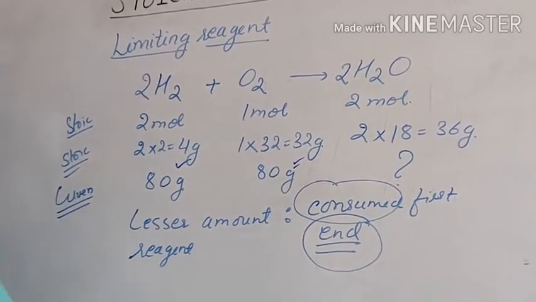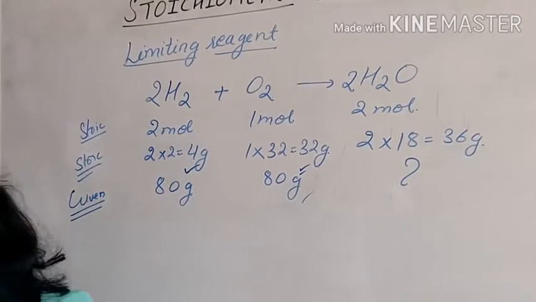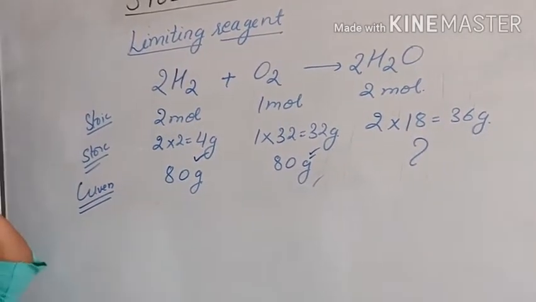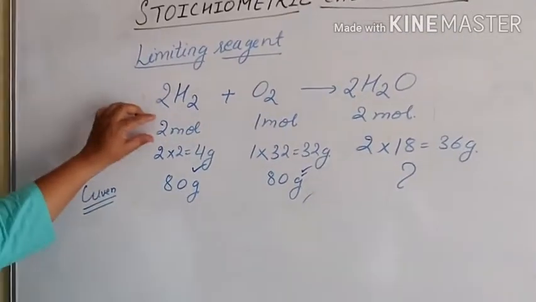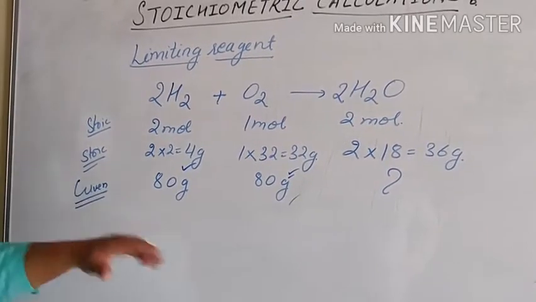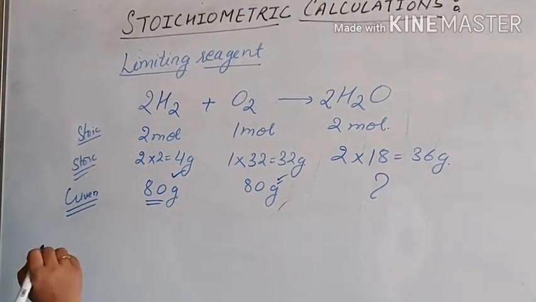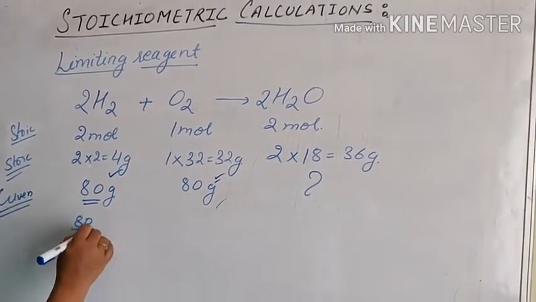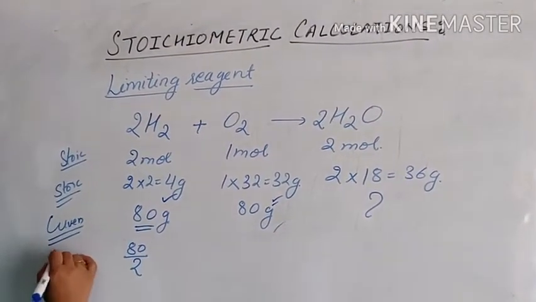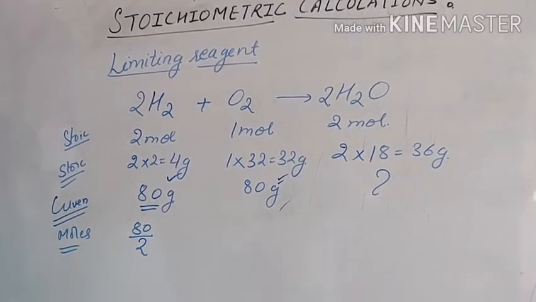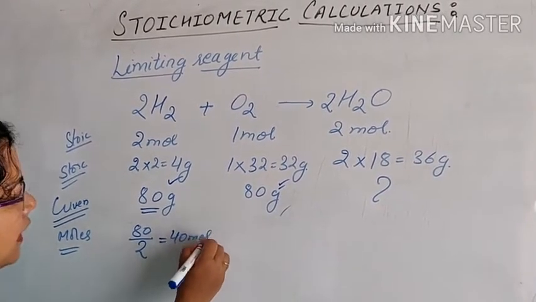So now we'll understand how to find out a limiting reagent. What is the method for finding out the limiting reagent? Limiting reagent can be determined with the help of the stoichiometry, either in terms of moles or in terms of grams. So let us understand in terms of moles. What is the available number of moles here? It will be 80 divided by, what is the mass of hydrogen? The molar mass of H2 gas is 2. So moles of hydrogen available in the reaction mixture will be 80 divided by 2, that is 40 mole.